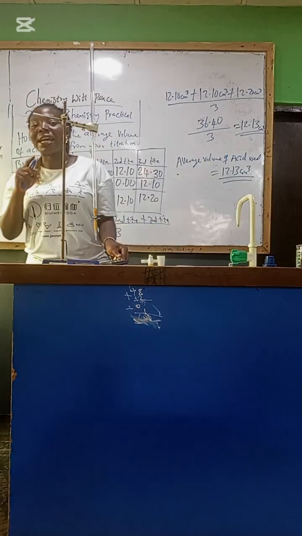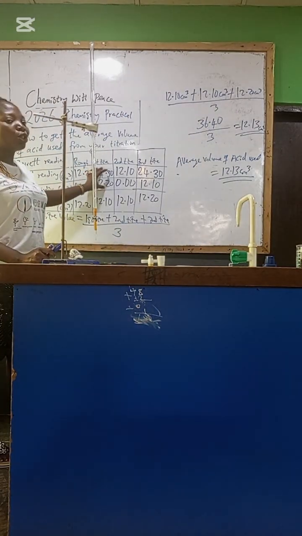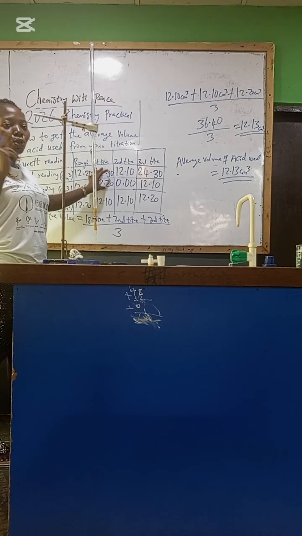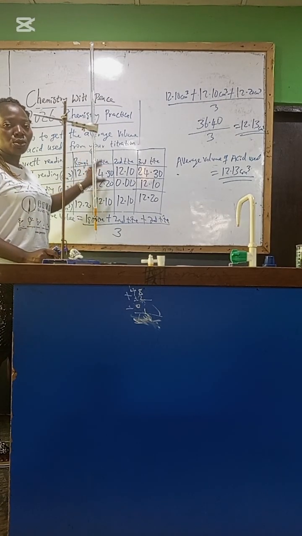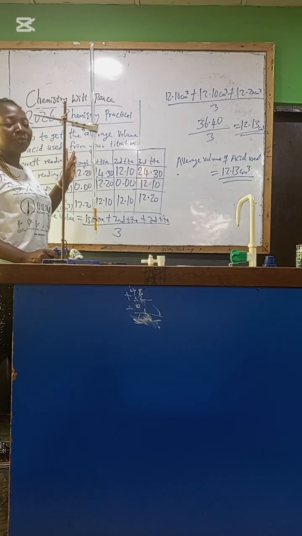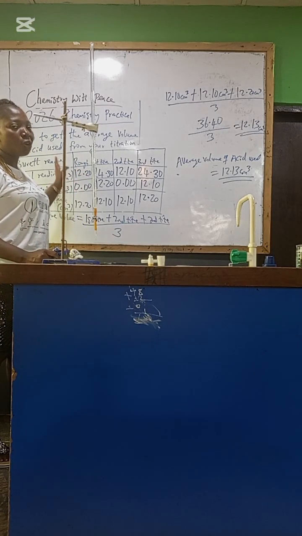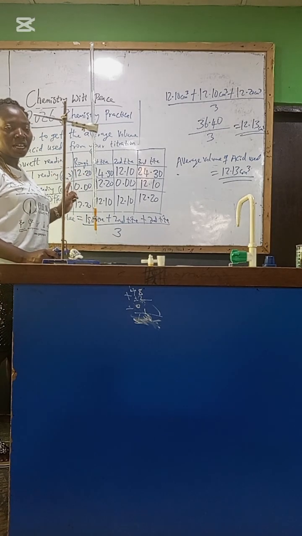I want you to take note of something very important. Your value should always be in 2 decimal places. It must be in 2 decimal places. If it's not in 2 decimal places, then they will deduct your mark. And again, make sure that you put your units. Don't miss the units. You must not miss that unit.